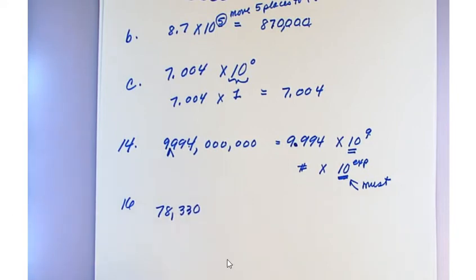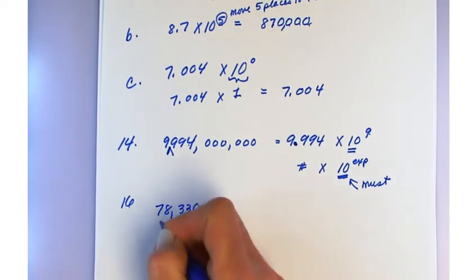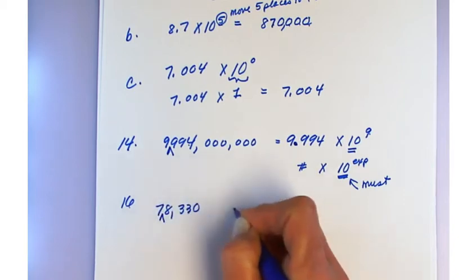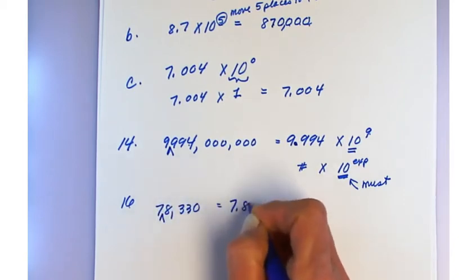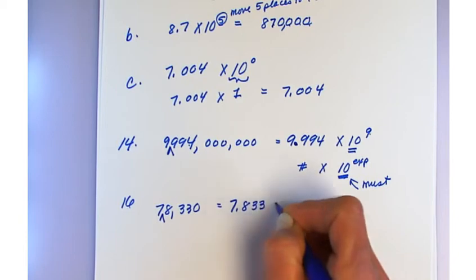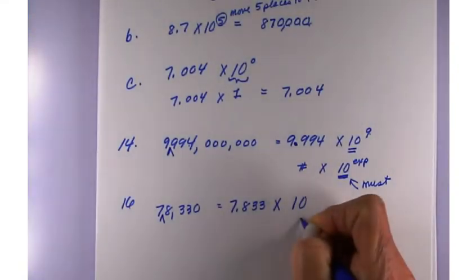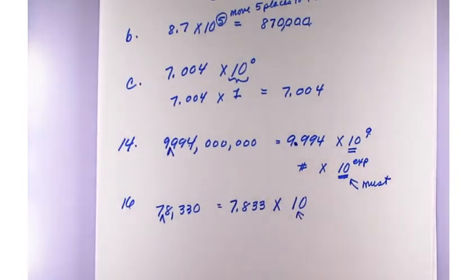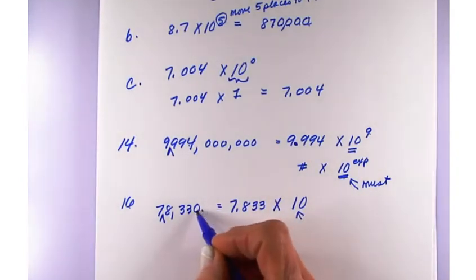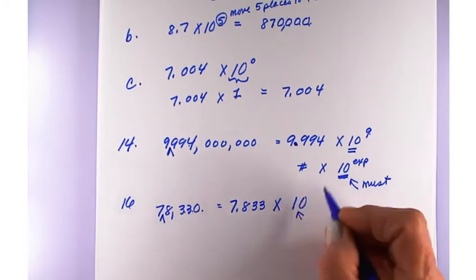So I'm going to put my caret here, and that gives me 7.833 times. I need the base 10, and then I count from here: 1, 2, 3, 4. And I have 10 to the 4.